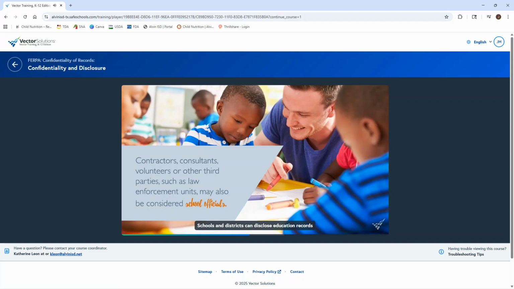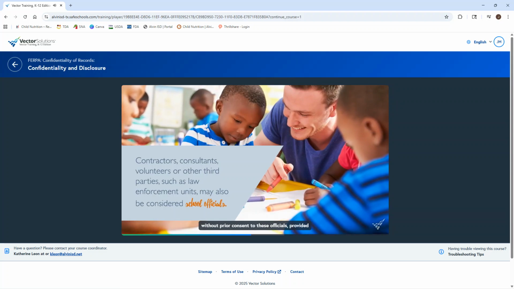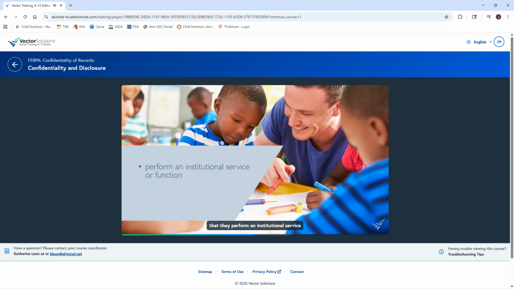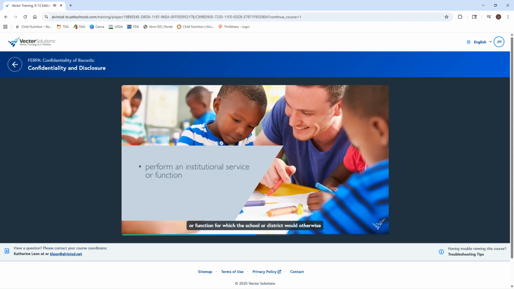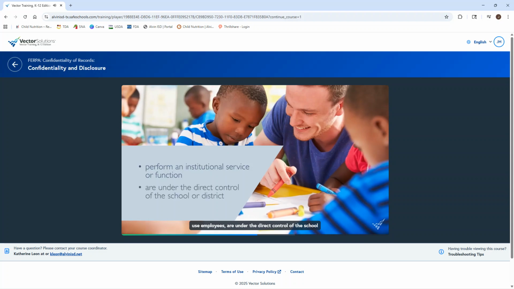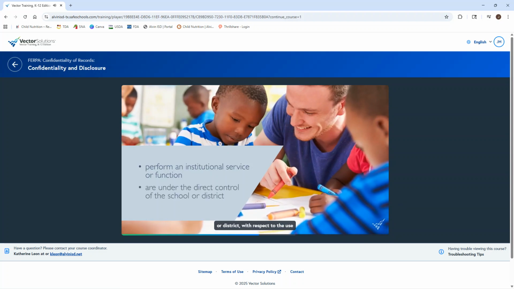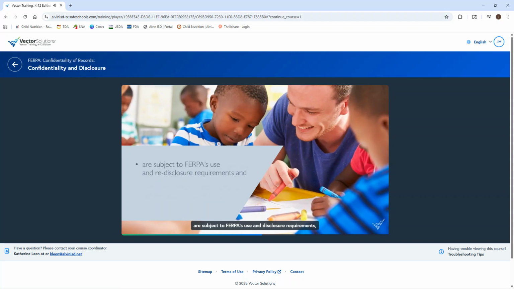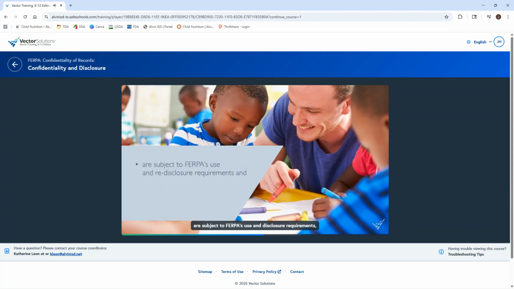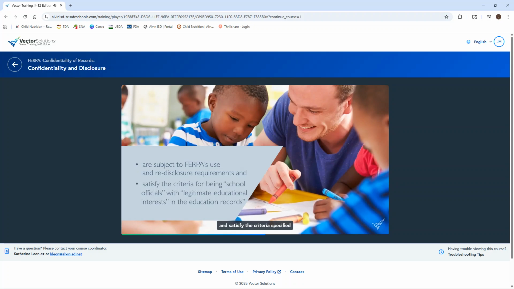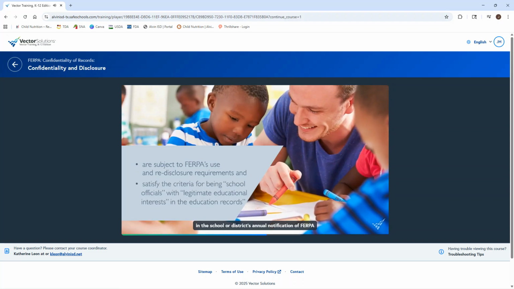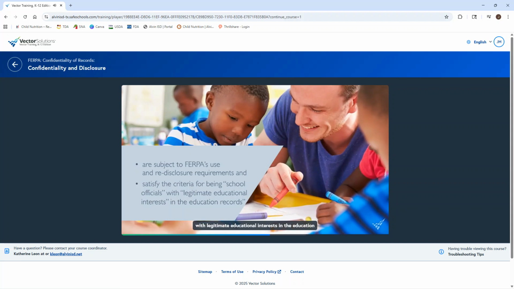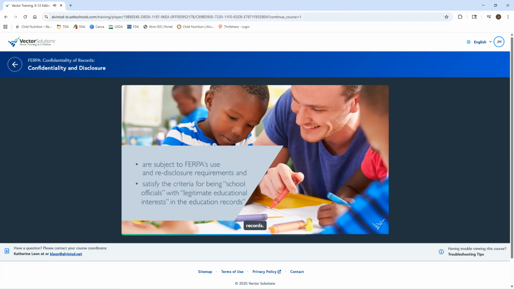Schools and districts can disclose education records without prior consent to these officials, provided that they perform an institutional service or function for which the school or district would otherwise use employees, are under the direct control of the school or district with respect to the use and maintenance of the education records, are subject to FERPA's use and redisclosure requirements, and satisfy the criteria specified in the school or district's annual notification of FERPA rights for being school officials with legitimate educational interests in the education records.